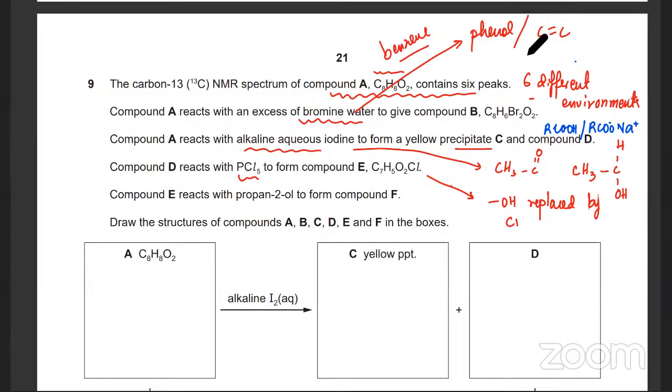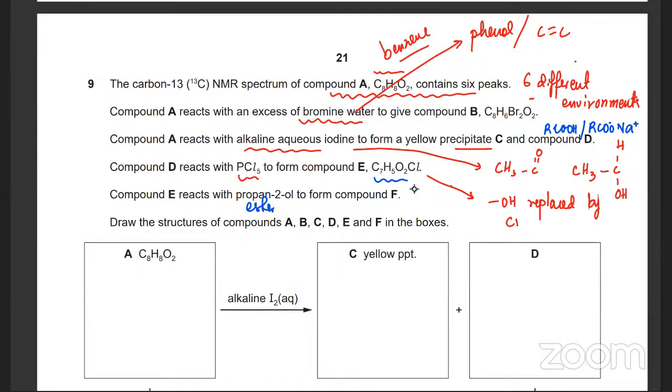Yes. Okay, coming back to this question, you've got lots of things going on over here. Compound E reacts with propan-2-ol to form F, which is probably an ester, because E, I think, is an acyl chloride. So it must be an ester.